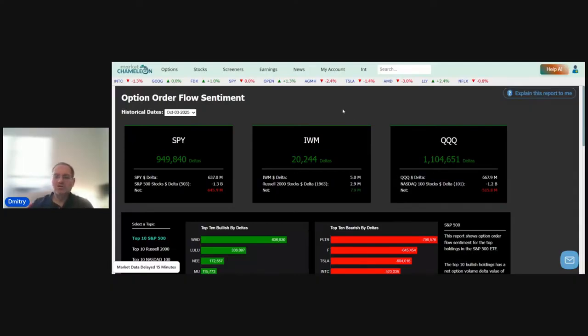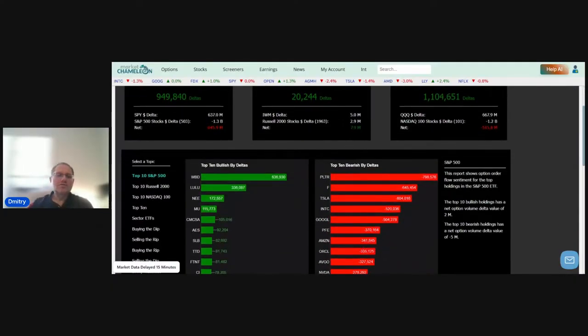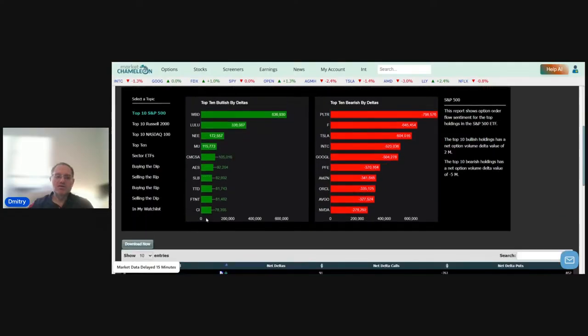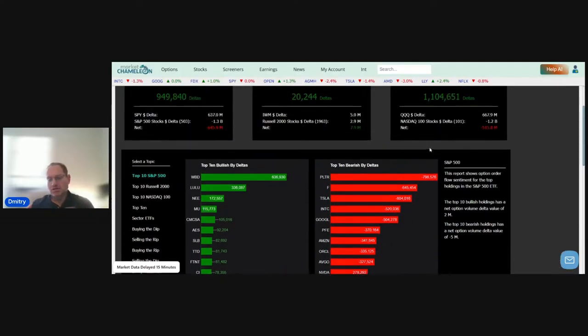So if we slide down here, these are individual stocks. So here is the top 10 in the S&P 500. So we took the top 10 bullish order flow, top 10 bearish. So you could see here, these are the top 10 bullish by delta, and these are the top 10 bearish by delta. Okay. And again, this is only looking at the delta volume.